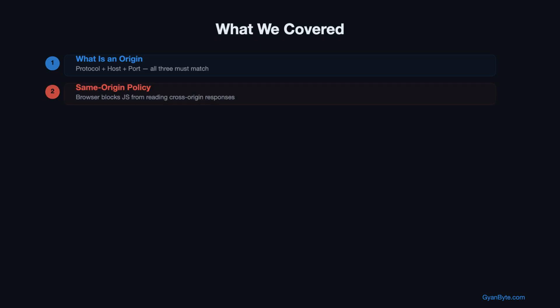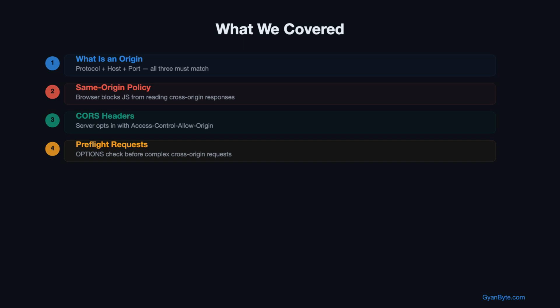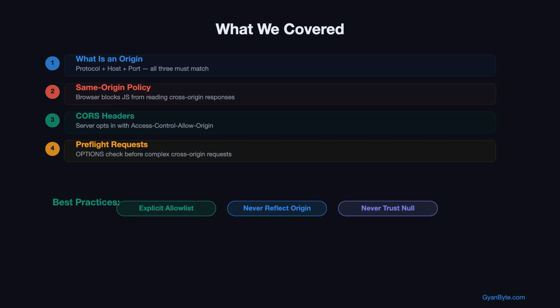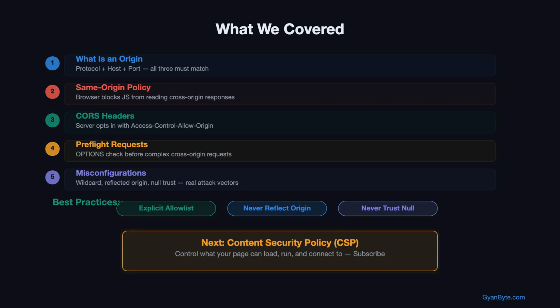Five concepts. One security boundary. Origins: protocol, host, and port. All three must match. The same origin policy: the browser blocks JavaScript from reading cross-origin responses. CORS: the server opts in by setting Access-Control-Allow-Origin. Simple requests go straight through. Complex requests need a preflight OPTIONS check before the real request. The rules: use an explicit origin allow list, never reflect the origin header, never trust null, and always validate on the server. CORS is a browser feature, not a security guarantee.